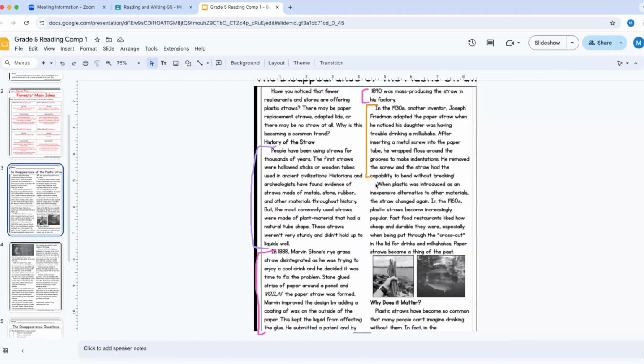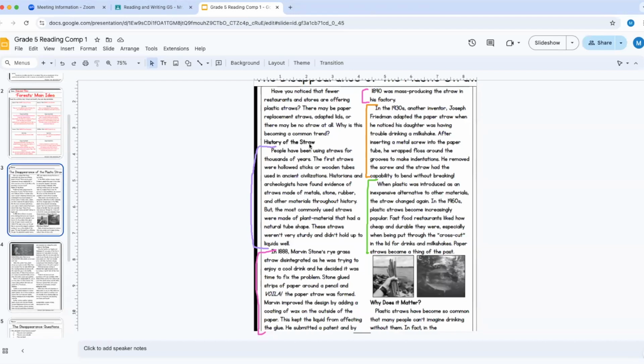Bowen, could you read for us the green section? When plastic was introduced as an inexpensive alternative to other materials, the straw changed again. In the 1960s, plastic straws became increasingly popular. Fast food restaurants liked how cheap and durable they were, especially when put through the cross-cut in the lid for drinks and milkshakes. Paper straws became a thing of the past.